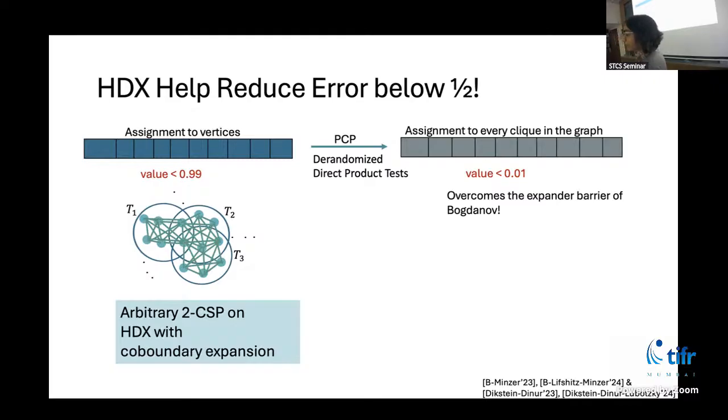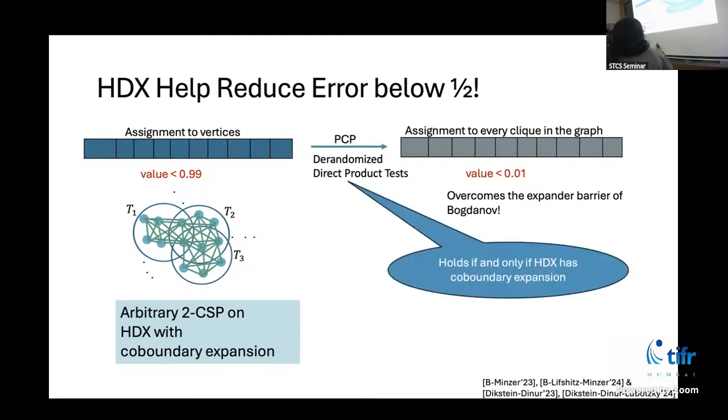Given that the PCP reduction is immediate, and these were proved with Dor and Noam, and concurrently also proved by Dikstein, Dinur, and Lubotzky. But here the PCP length is just linear. There is no polylog at all. Given a 2-CSP on an HDX, you have a linear size PCP for it. So now the question is, how do you even get this? Our arbitrary 3-SAT problem is just an arbitrary graph. There's no such structure.